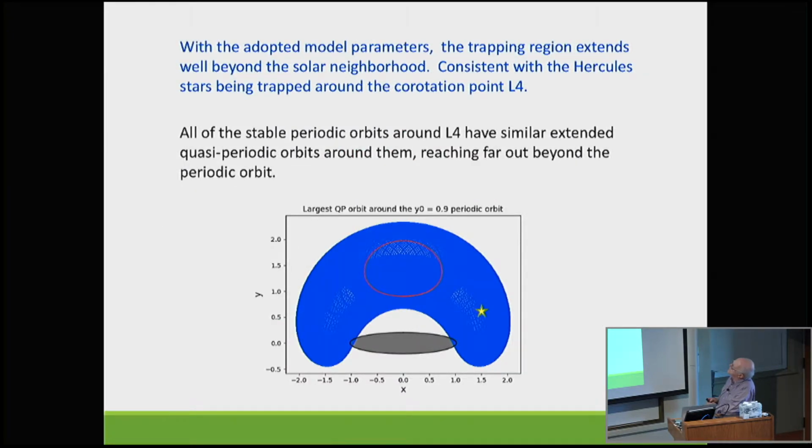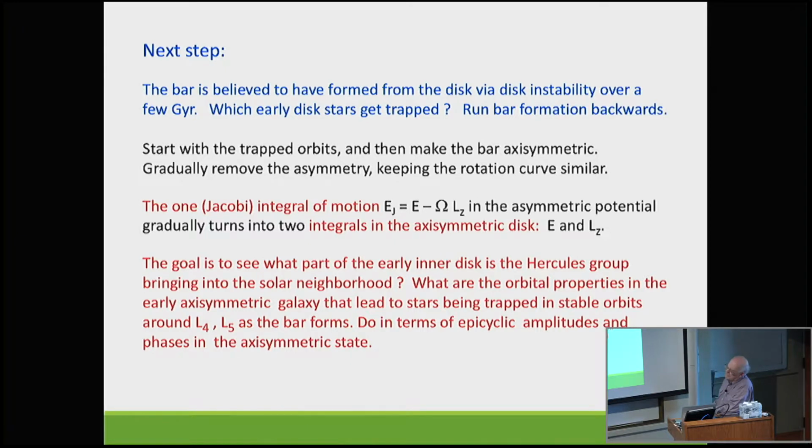So with the adopted parameters, the trapping region extends well beyond the solar neighbourhood, consistent with the Hercules stars being trapped around the co-rotation region. So all of these stable periodic orbits have similar extended quasi-periodic orbits around them. I'm just showing you one of them, but they all reach far out beyond the periodic orbit itself and far out beyond the sun. So that's almost the whole story to this point.